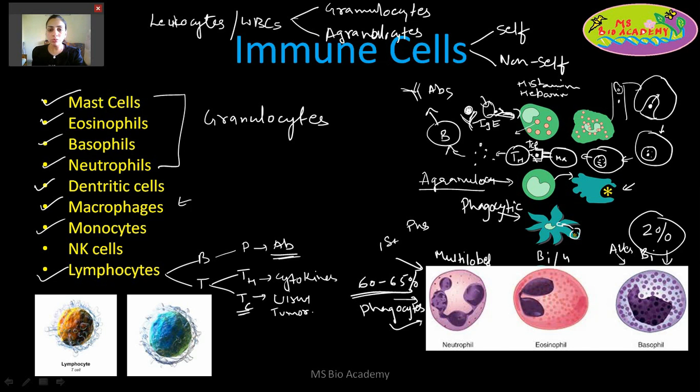So this is an important role of the TC cells. They are also very important heroes of our immune system, right? Then there are NK cells.